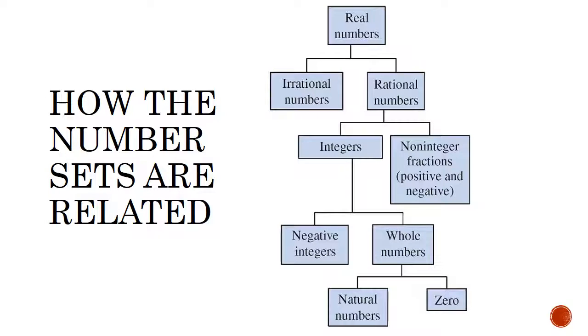Here's a chart that shows how everything works together to form the real number system. We start at the bottom with the natural numbers and 0, and they come together and make whole numbers. When you combine the whole numbers with the negative integers, you have the integer system. When you combine that with the non-integer fractions like 1/2 and 1/3, both positive and negative, we get the rational numbers. And when we combine those with irrational numbers, it makes the overall real number system.